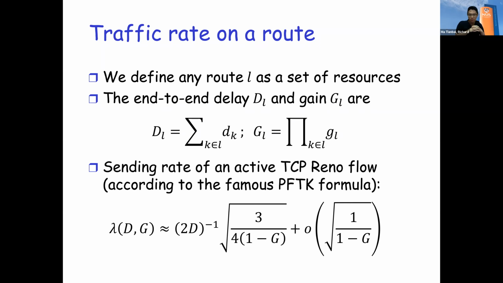As an example, the following shows a famous formula called the PFTK formula that characterizes the sending rate of an active TCP Reno flow. Here, 2d measures the so-called round trip time, and 1 minus g actually measures the end-to-end drop rate or loss rate.